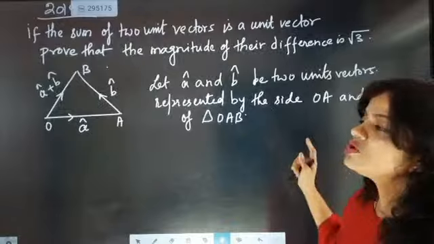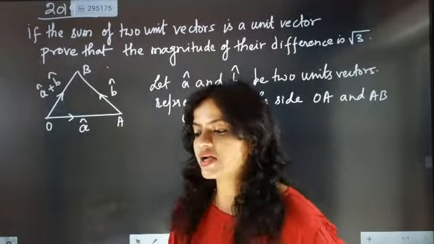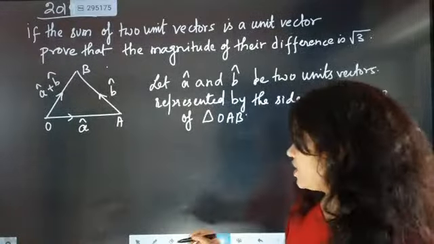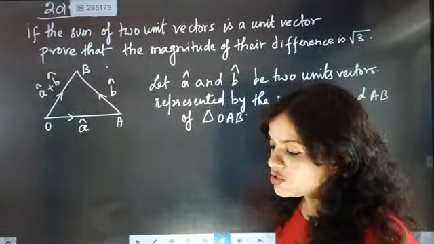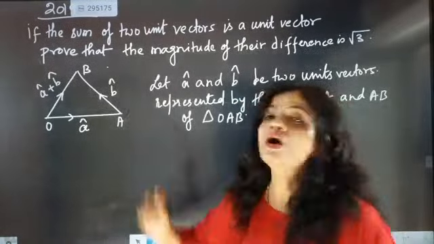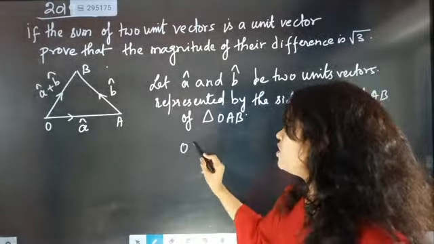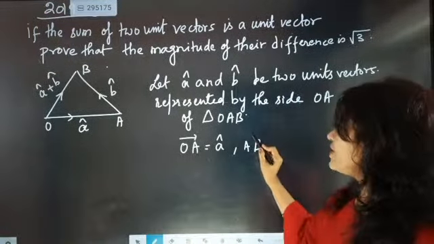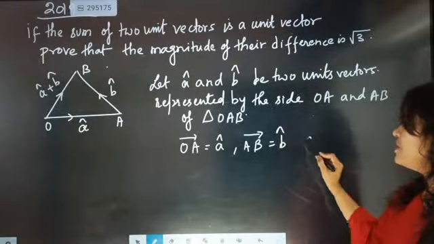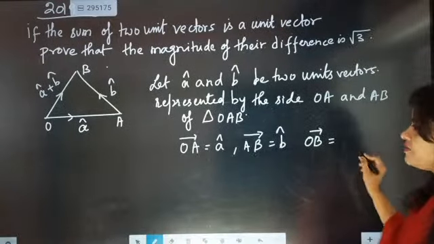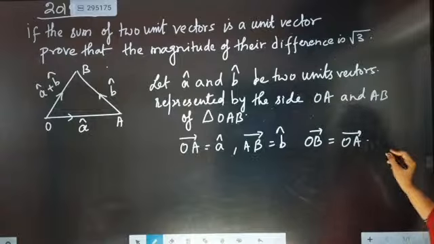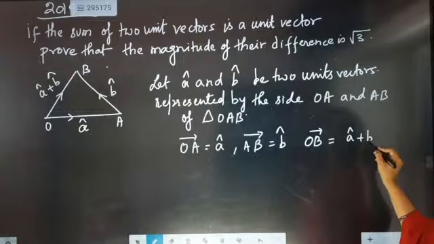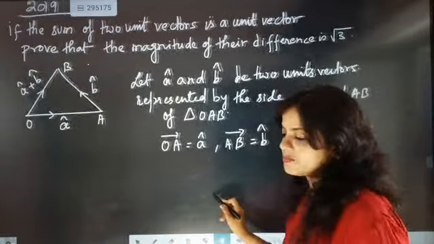Now beta, the magnitude of this vector. Now we have taken this triangle, then one by one we will do our work. So what is the magnitude of this vector? By triangle law, if vector OA equals A cap and vector AB equals B cap, then OB will be exactly equal to A cap plus B cap, that is, A unit vector plus B unit vector.